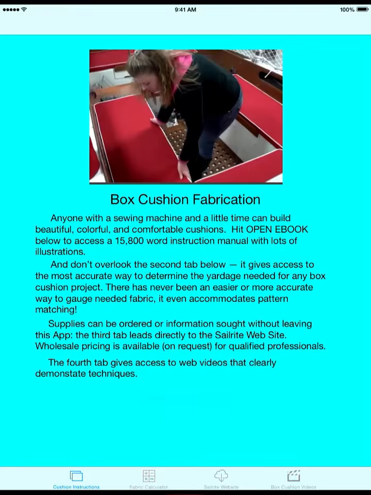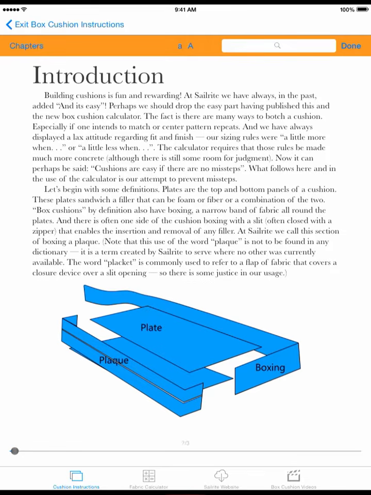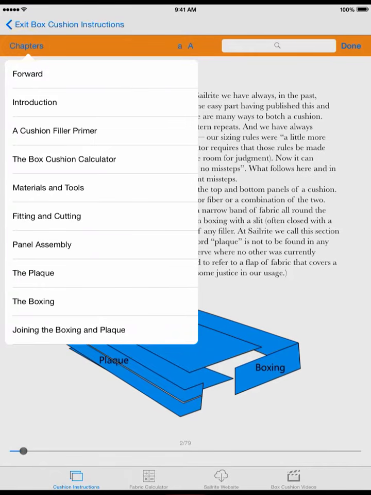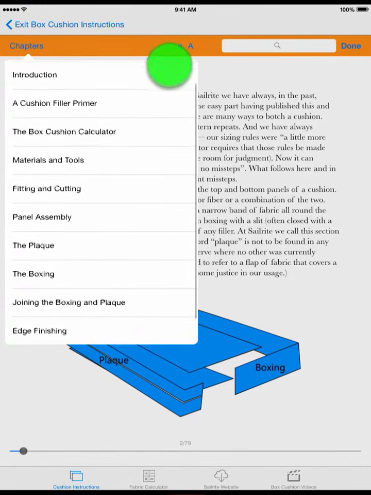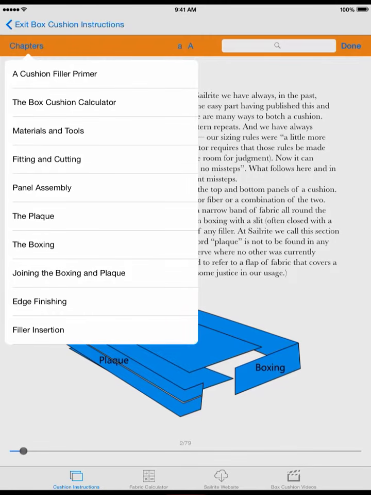The ebook is the first of these functions. Tap the open ebook link and the introductory page will appear. If the Chapters button at the top is tapped, a list of all the chapters will be displayed. Note that this list can be scrolled. Each chapter title serves as a hyperlink to that chapter in the book.